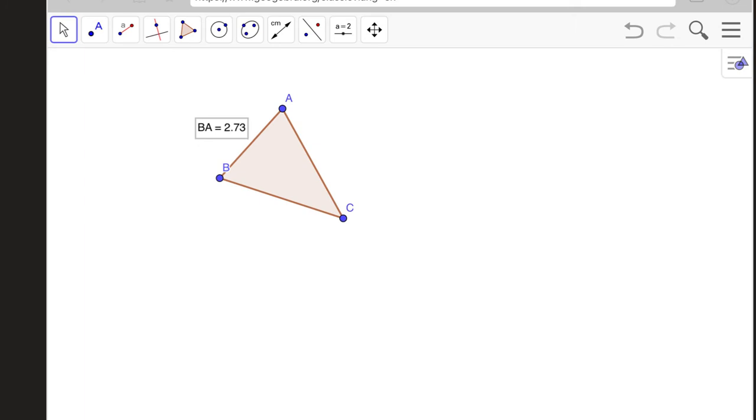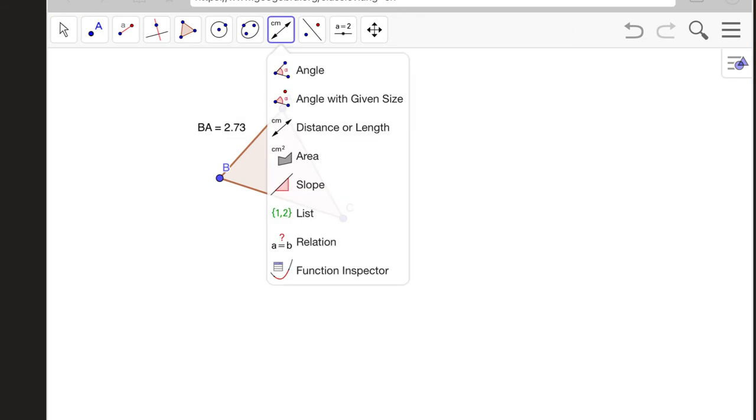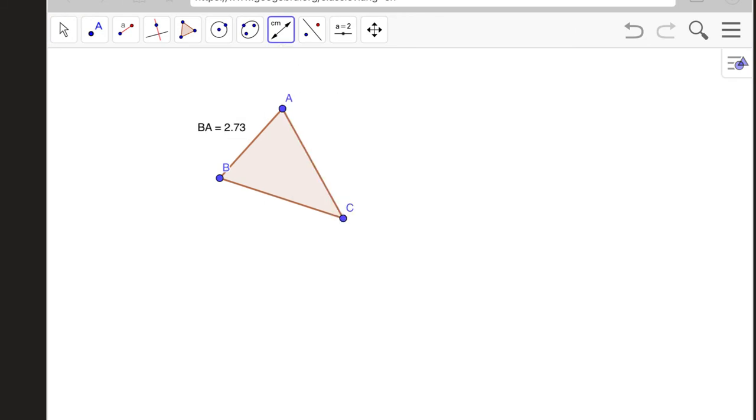Then go back to the Measure one, hit Distance again. I'm going to do AC, that distance there, and then BC, that distance there. Again, hit that arrow and move it out so that it's easier to see.